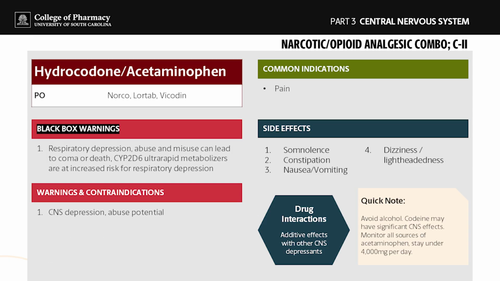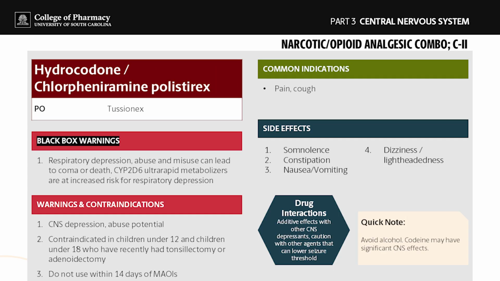Another narcotic opioid analgesic combo is a class 2, which means it has a high abuse potential. Hydrocodone acetaminophen, and the brand names are Norco, Lortab, and Vicodin. It's indicated for pain. Side effects like the other opioid analgesics, you see them exactly the same. Potential for respiratory depression and avoiding alcohol. And remember, this has got acetaminophen in it, just like we've talked about before.